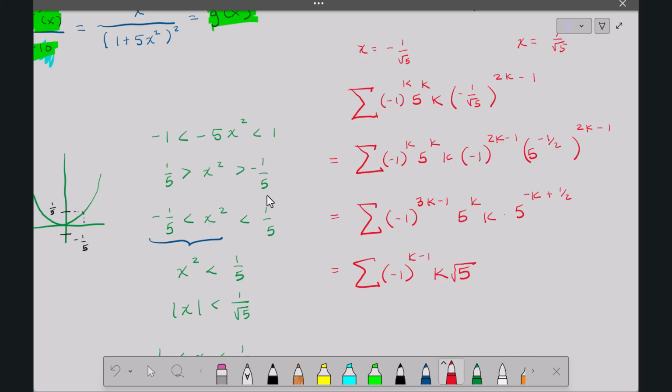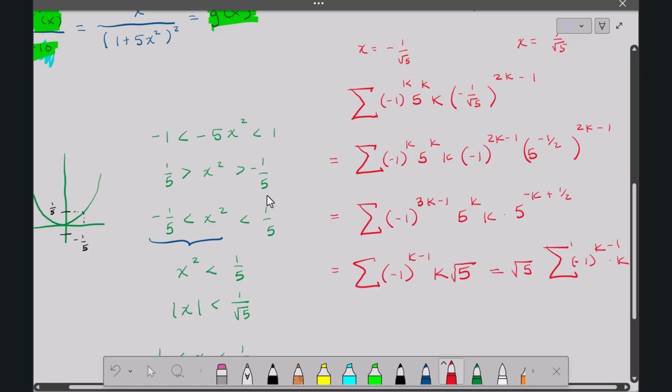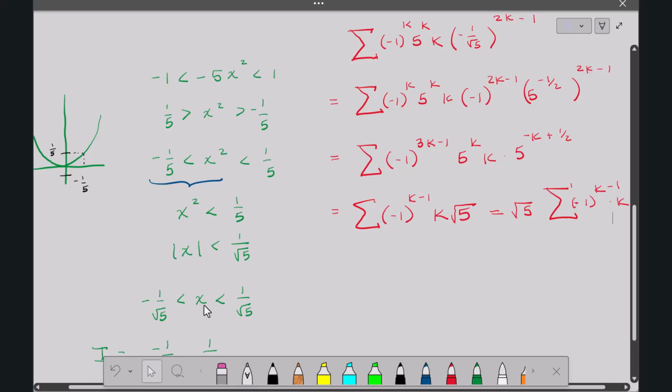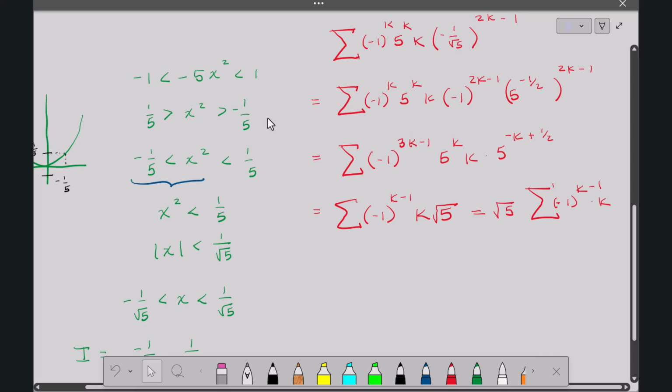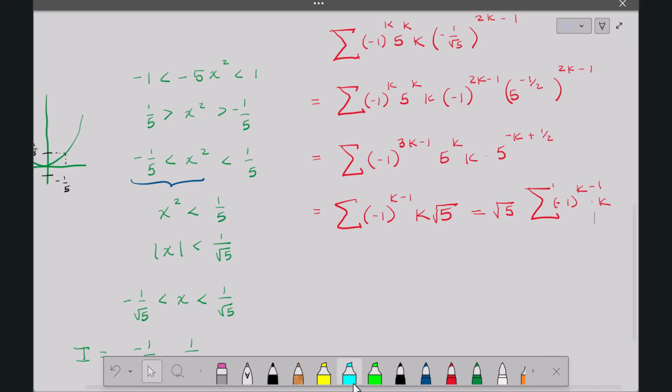Now, once again, that's a constant. That constant can come out to the front, and it does not affect the convergence or divergence of this series. Multiplying by a constant does nothing in terms of changing convergence or divergence. Inside here, we have -1 to the k minus 1 multiplied by k. This is an alternating series, and this alternating series will diverge because a sub k does not go to 0.